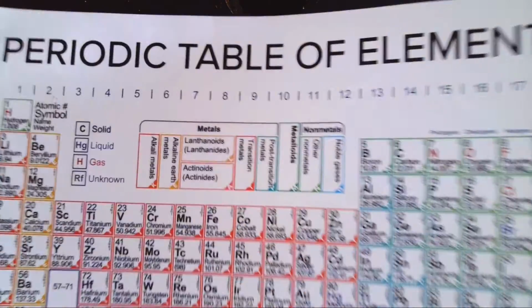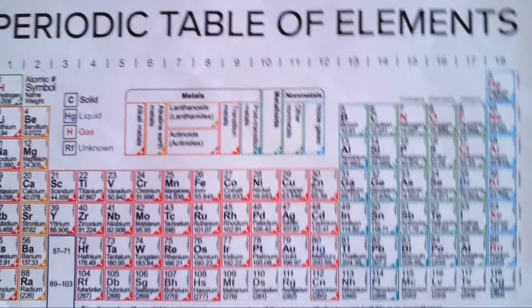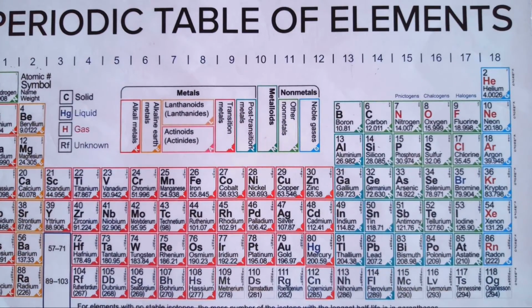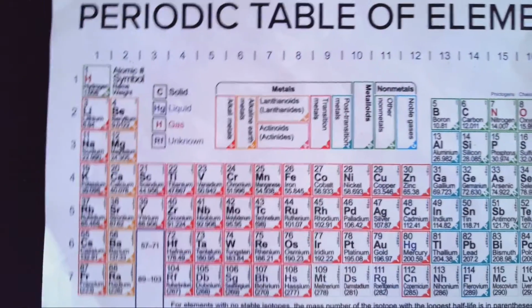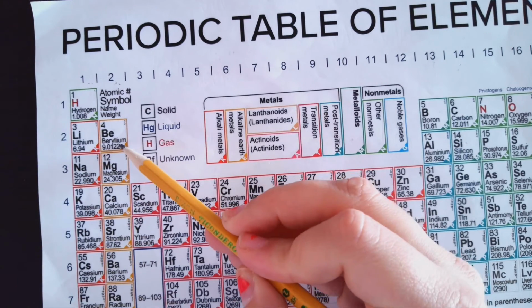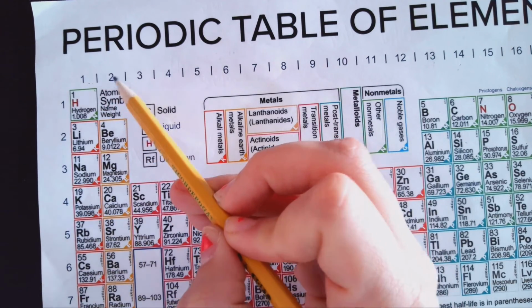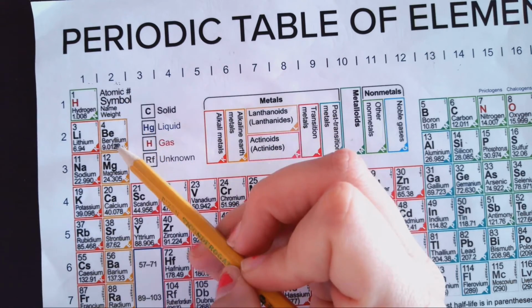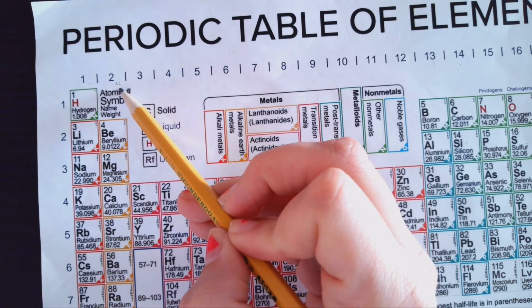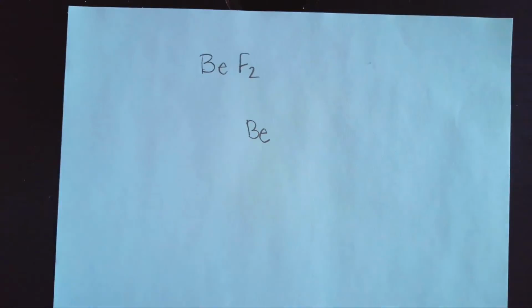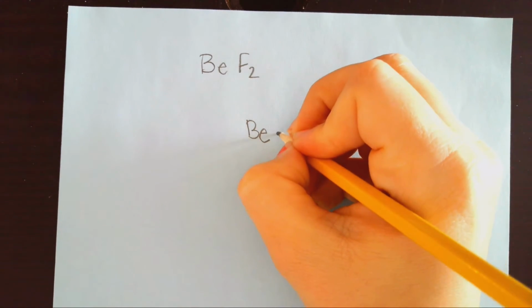To get your valence electrons, you look at your periodic table, which is on the screen or on the wall, and Be is right here. It is in row 2. So that means it has how many valence electrons? 2. So we just put 2 dots.